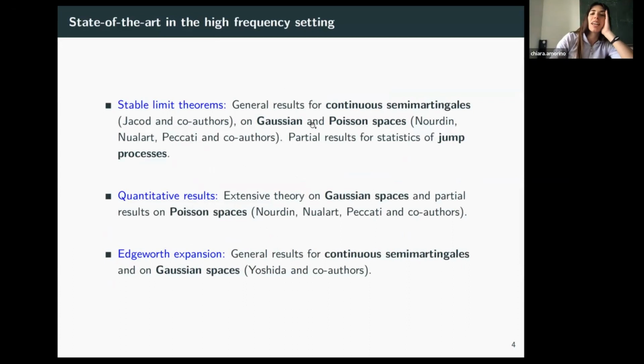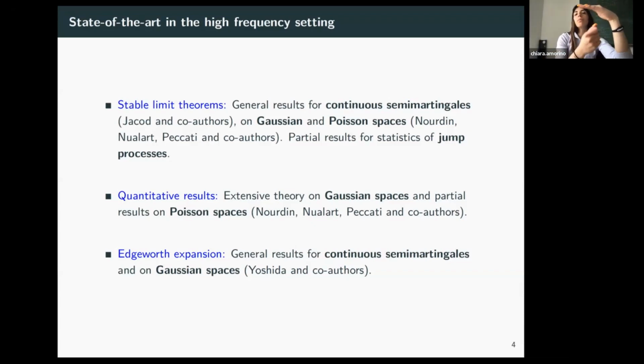But basically what I really wanted to say is that there is already a lot of literature on stable limit theorems, where they prove this kind of stable convergence, which is not yet quantitative in the first point I brought over here, while the second step is to go to quantitative results so that we can understand how fast this convergence is happening. And the third step would be to prove some Edgeworth expansion.